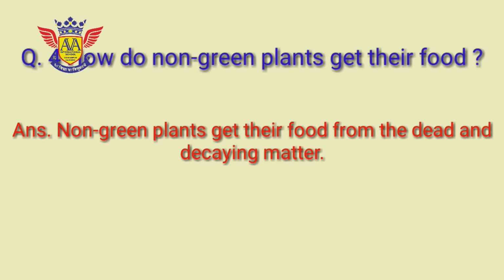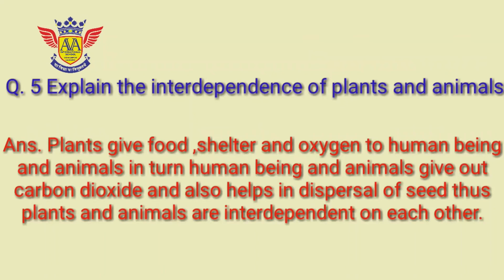Moving ahead, question number 5 is: explain the interdependence of plants and animals. The answer is: plants give food, shelter and oxygen to human beings and animals. In turn, human beings and animals give out carbon dioxide and also help in the dispersal of seeds. Thus, plants and animals are interdependent on each other. These 5 answers you need to complete in your notebook.